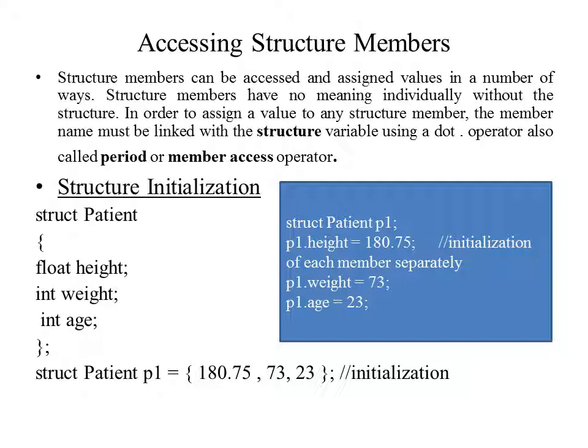So I am reading the first bulleted point. Structure members can be accessed and assigned values in a number of ways. Structure members have no meaning individually without the structure. It means if I use simply one line, height is equal to 180.75, then it has no meaning, because it is not attached to any structure variable.